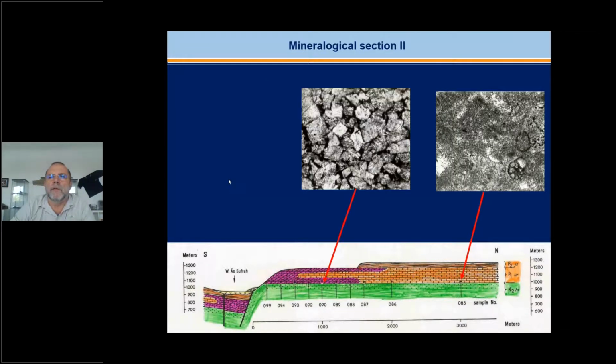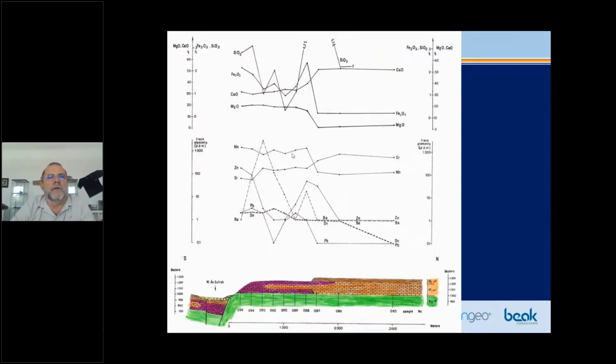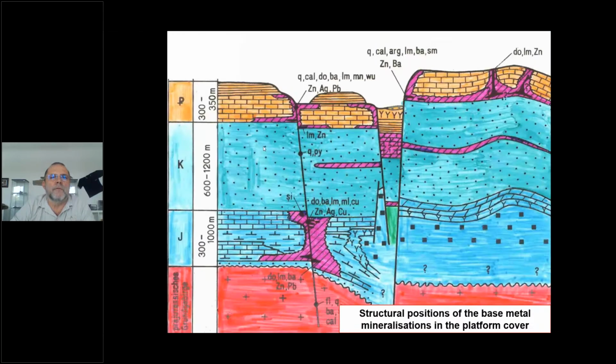If we have a look at the mineralogy, we can see here the original sedimentary limestone with the foraminifera, and here completely recrystallized dolomitic rock with much iron between the crystals. The geochemistry shows us the increase, for instance, of manganese closer to the fault, the increase of zinc, the increase of silica, loss of calcium, increase of magnesium, barium related to little faults, barite, depending what you sample.